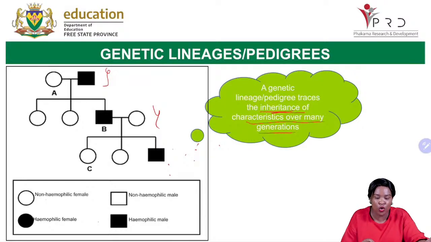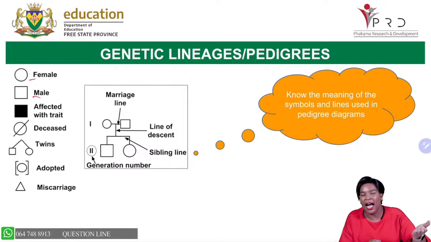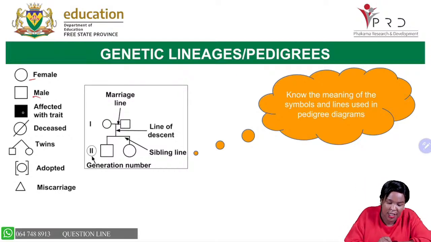But how do you solve a pedigree diagram? So these are the things that you need to learn. The circles represent the females, the squares represent the male, unless told otherwise. Then the shaded block will represent the affected trait. Then the one that is scratched like this will represent the deceased. I know many of you maybe have not come across this one, but please take note of that one.